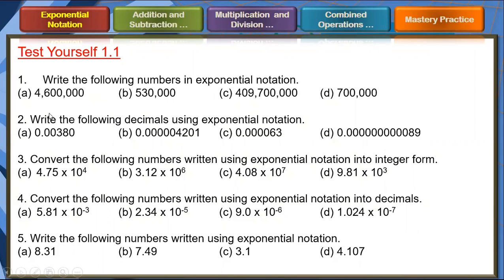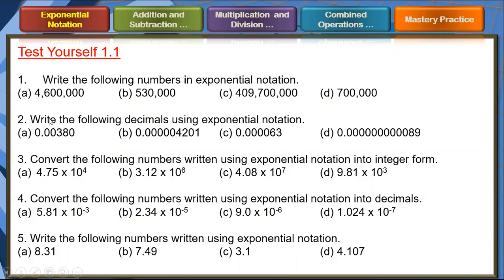For number 2, we have: write the following decimals using exponential notation. Here we do have very small numbers, which are all less than 1. The first one is 0.00380. For B, we have 0.00004201. For C, we have 0.000063. And for D, we have 0.000000000089. That's a lot of zeros, right? That's why it's really important that we use exponential notation for these numbers.